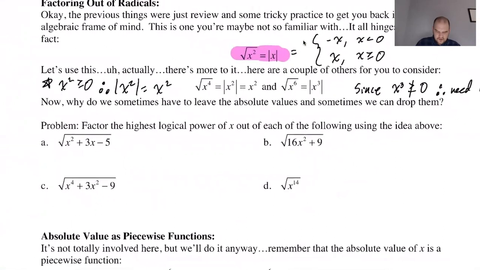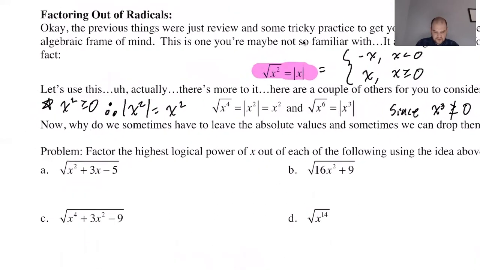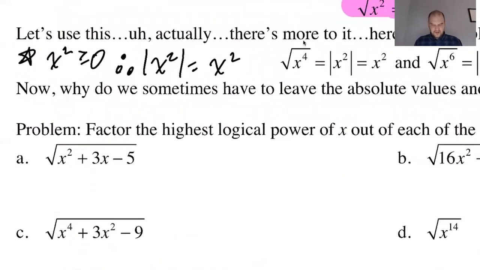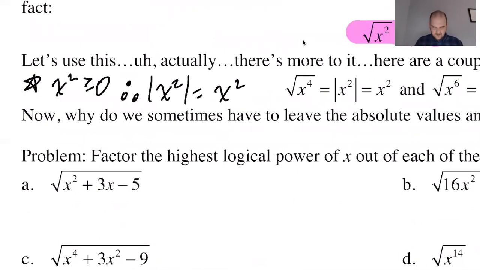So what are we going to do with this? Factor the highest logical power of x out of each of the following using the idea above. So these feel like weird problems. What we're going to do is ultimately take the limit as we go to infinity or negative infinity, so it'll be relevant. But for now, this is just a skill that you definitely need that maybe you're not so great at right now. So let's see if we can do it. The highest power that I see inside the radical here is x squared. So I'm going to do this.